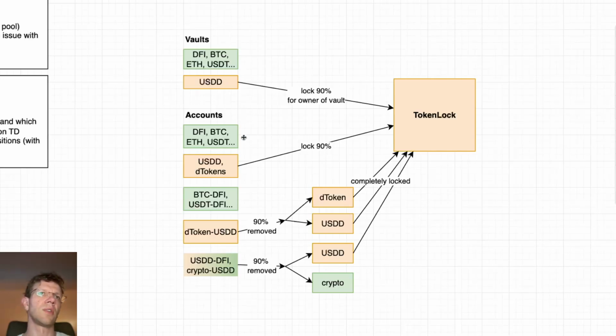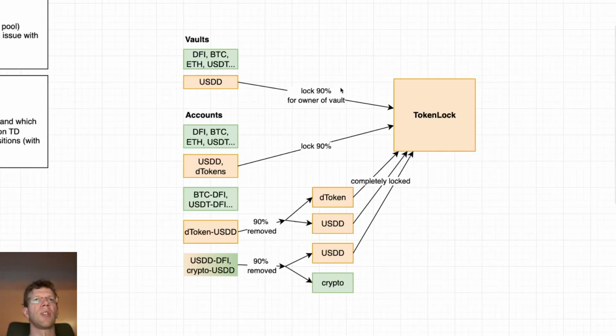And in the account, again, all the cryptos untouched. USDT and dToken balances, 90% directly locked. Crypto pools, so Bitcoin, DFI, USDT, DFI, and so on, untouched, nothing happens with them. But the dToken USDT pools, 90% of the liquidity from the pool is removed, and the resulting tokens completely locked. And for the gateway pools, we have half USDT, half crypto. Again, 90% of the liquidity is removed. The USDT part is completely locked, and the crypto part just stays in the address in the account and is untouched.